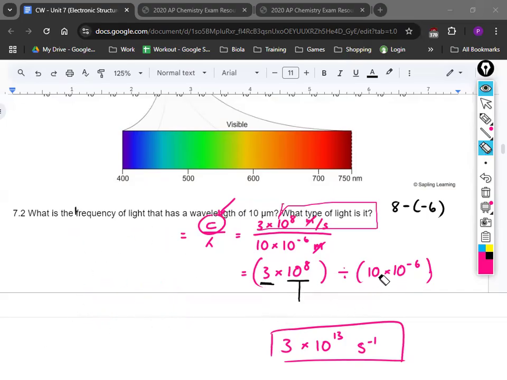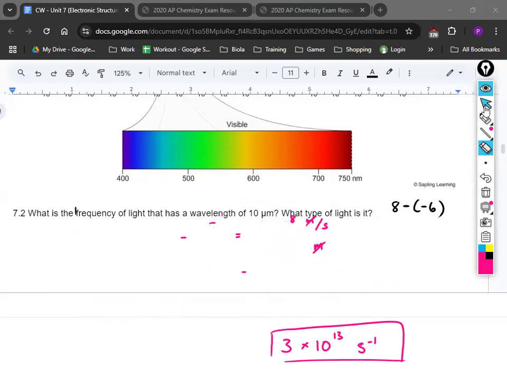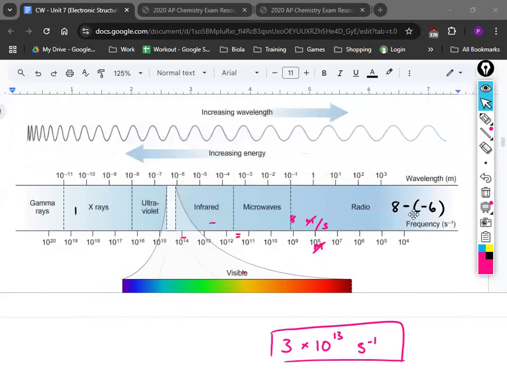And what we're going to do is go to our scale or our chart, and then figure out what type of light has frequency around that number. So we're going to go up, and take a look at this part that says frequency, which is going to be this bottom part right here. And we're going to look for 10 to the power of 13. 10 to the power of 13 is right here. So yeah, if you got infrared, great job. That's exactly how you do it. Okay.